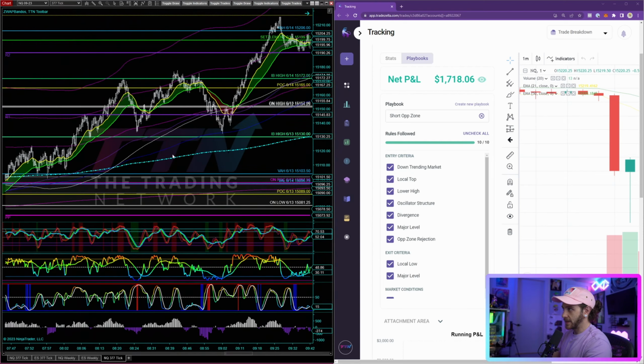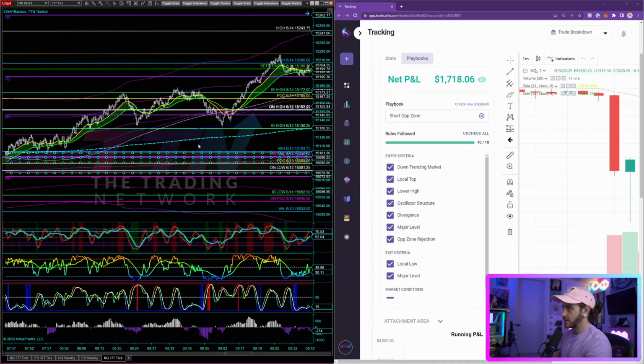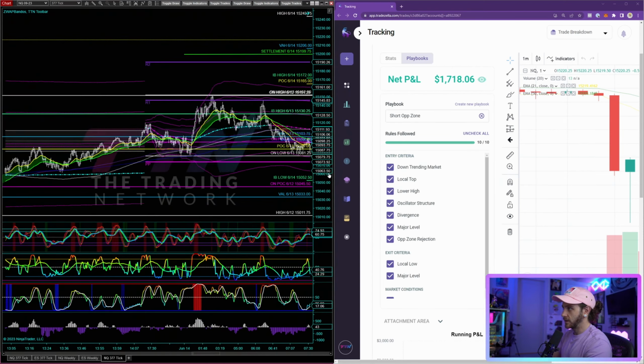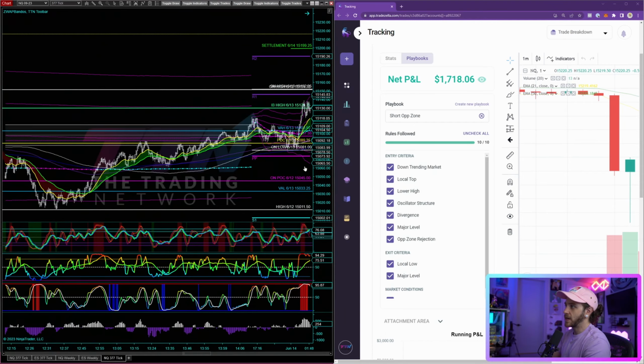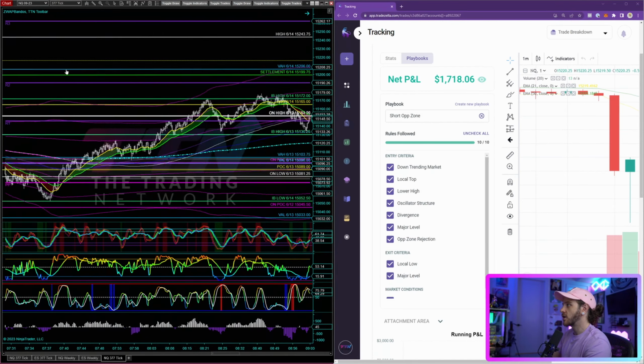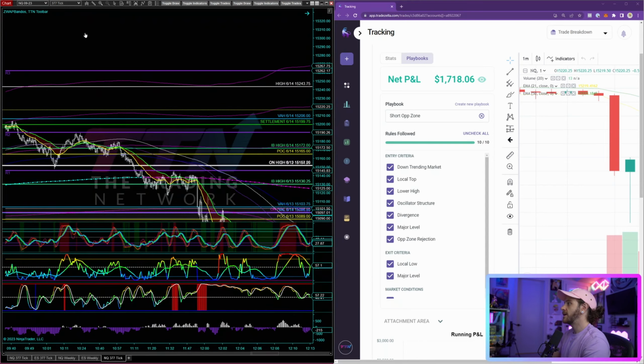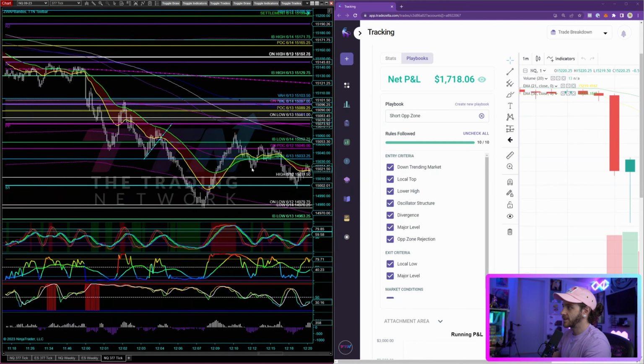So just to show you guys, I don't just blindly short the opportunity zone unless we are in a clear downtrend. If we're in a range, I don't trade the moving averages because moving averages are trending tools. And that is something that is so important for you guys to understand.